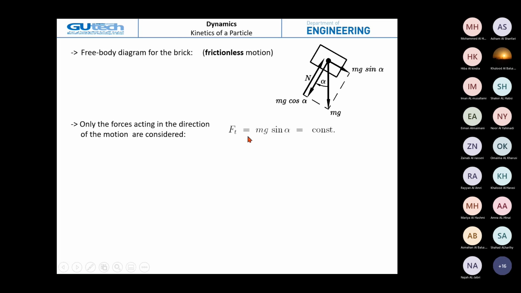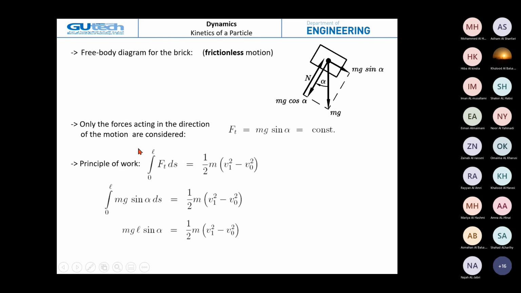Now, what we have here, only the forces acting in the direction of the motion are considered. What we have is Ft, which is the tangential one, in the same direction as the motion here. There is this force here, mg sine alpha. Now, if alpha is constant, g also, m is constant, that means Ft will be constant.